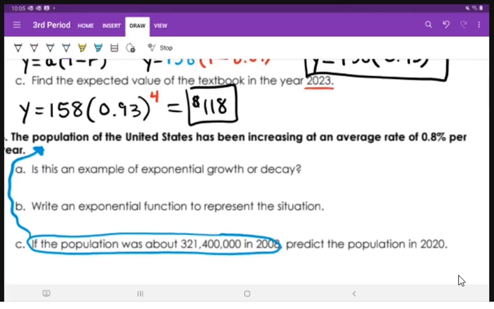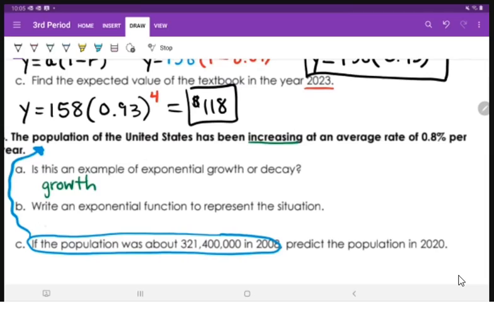All right, so we've got the population of the United States has been increasing at an average rate of 0.8% per year. Imagine that the population was about 321,400,000 in the year 2008. So is this an example of exponential growth or decay? Look for your keywords. Keywords like increasing. Increasing indicates growth behavior. And since we're dealing with growth, that helps us get started on part B.